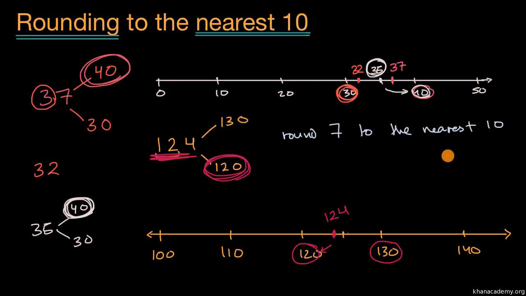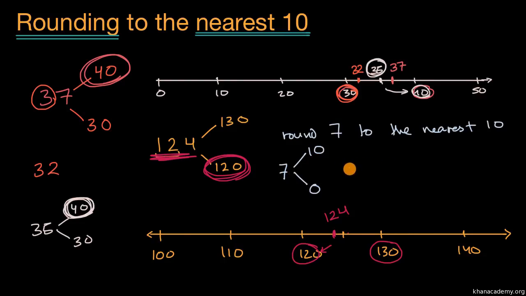Pause this video and see if you can do that. All right. Well, 7 is between what two tens? Well, 7 is less than 1 ten, so it's less than 10, and it's greater than 0 tens. So it's between 0 tens, which is just 0, and 1 ten, which is 10. But which one does it round to?